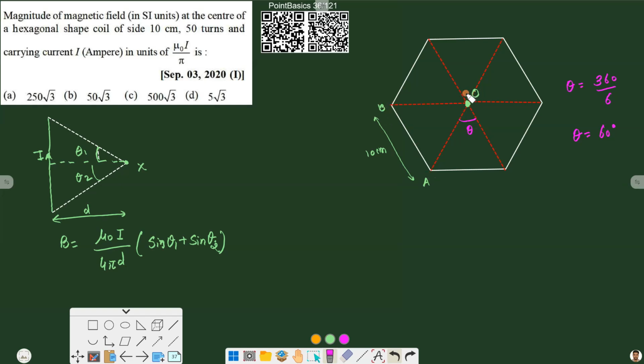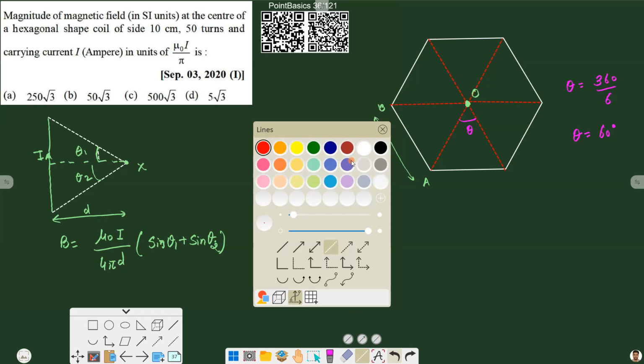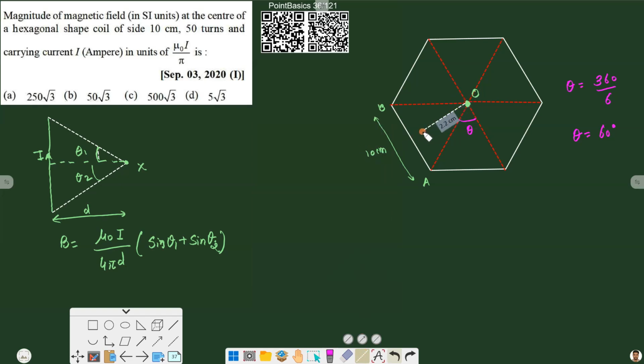Now considering ABO, consider AB as a straight conductor like this one, and O as the point at which we have to find the magnetic field. If we divide it into two parts like this, then this angle will be half of theta, or 30 degrees, and this angle again will be half of theta, 30 degrees. 30 plus 30 is equal to 60. So our conditions are met.